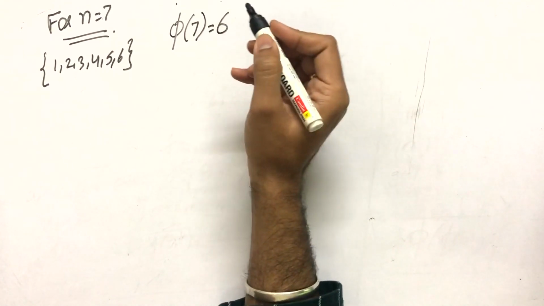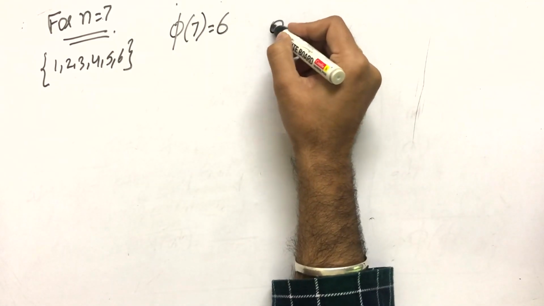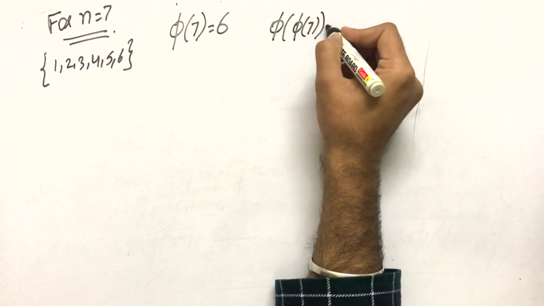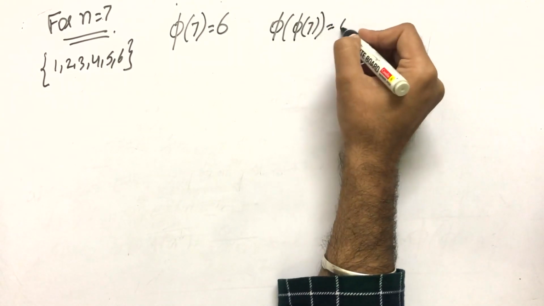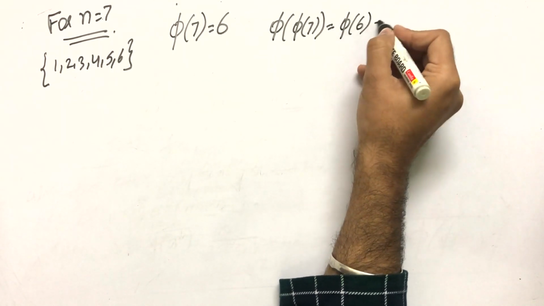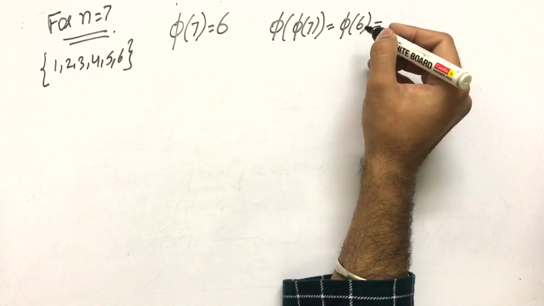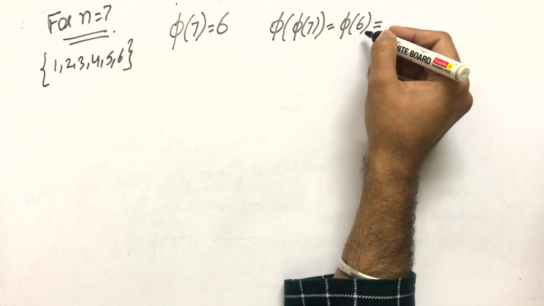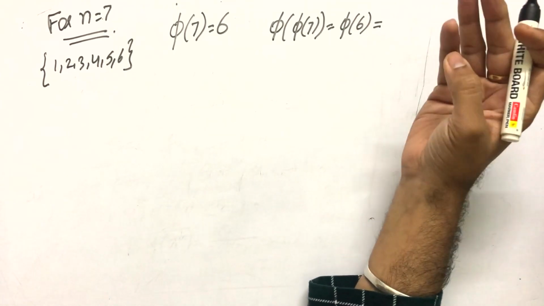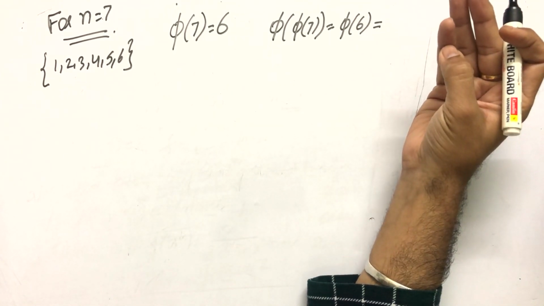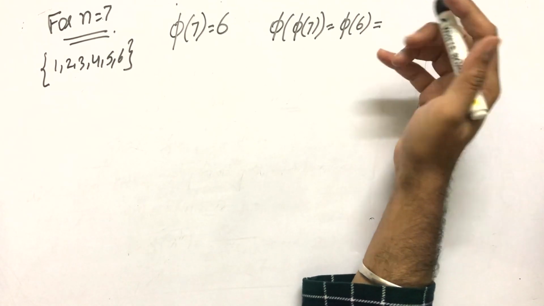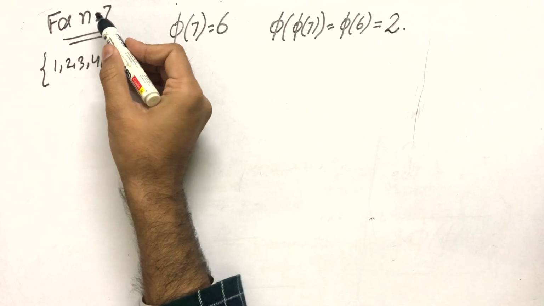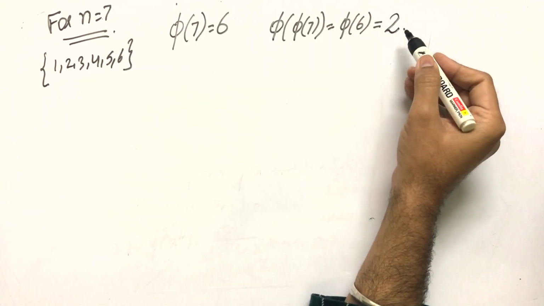It's 6. And very easily we can write how many total primitive roots there are. We put the value of phi 7, that is phi of 6. Now we have to count the integers less than 6 that are relatively prime to 6. How many are there? 1 and 5, so only 2 numbers. That means 7 has 2 primitive roots.